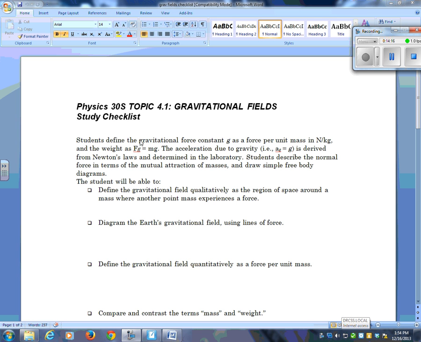Students are to define the gravitational force constant G as a force per unit mass in newtons per kilogram. In other words, you should know that gravity is measured in newtons per kilogram, and the weight as Fw equals mg. The acceleration due to gravity is derived from Newton's laws and determined in the laboratory. Students describe the normal force in terms of the mutual attraction of masses and draw simple free body diagrams.